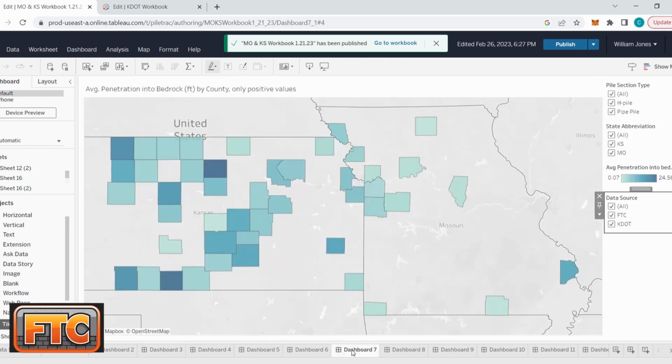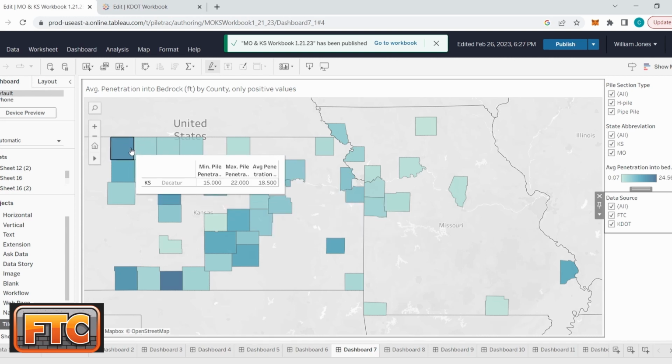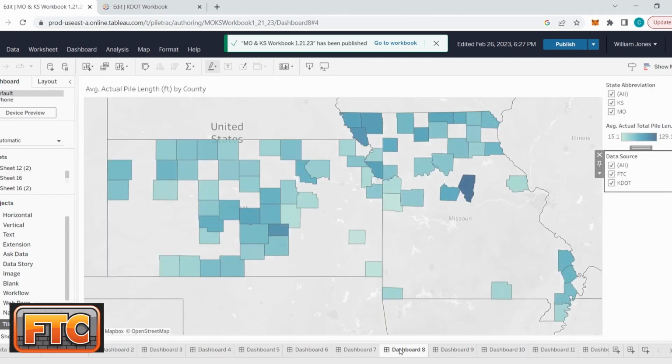Average penetration into bedrock by county. So if you hover over, here's Sedgwick. The range among the data sets is 3 feet to 43 feet. Average was 17 feet of penetration. So I think this is a pretty useful plot to get an idea of roughly what kind of penetrations you're going to look for. Average actual pile length by county.